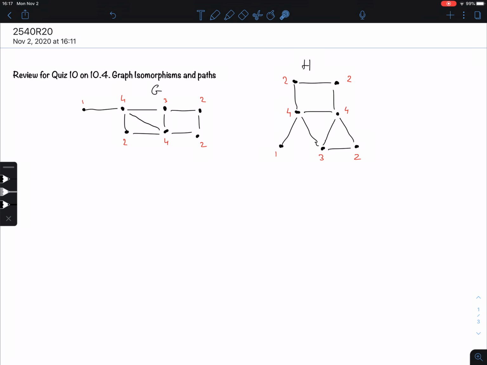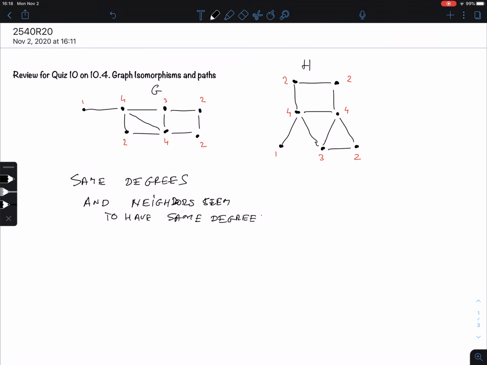So let's leave the degrees. I said it in words. I should have perhaps written it down. I'm sorry about that, but I hope you follow. Just let me summarize: same degrees, right? And neighbors have same degrees, at least for the ones that I've checked. I didn't check all of them, and neighbors seem to have the same degrees. So I would be inclined to think I have an isomorphism because a lot of things match. But let's look at paths. We should look at paths.